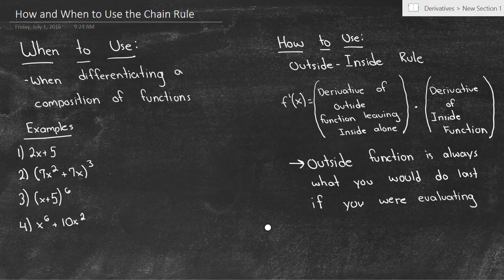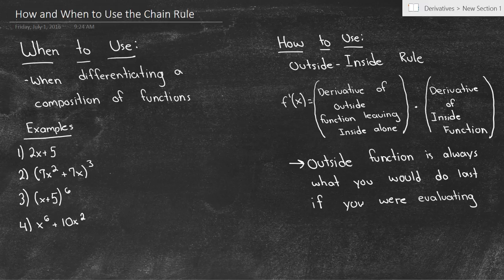So when to use it. We use the chain rule when we're differentiating a composition of functions. What this means is we're differentiating a function that has a clear outside and then an inside function. So let's just go through some examples and determine if we need the chain rule. And you're going to notice some trends.